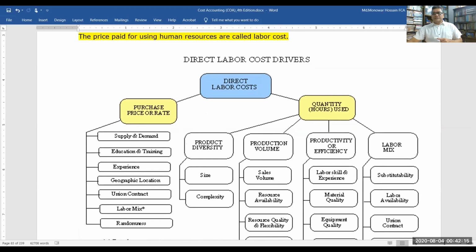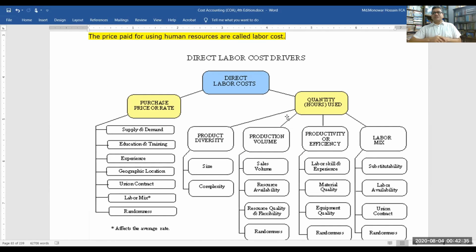If we see here, the direct labor cost is derived from entity, hours used, and product diversity. It can be size or complexity in different ways, and production volume, maybe depending on the sale volume, resource availability, resource quality and flexibility. Also production efficiency depends on labor skill or their experience, material quality, equipment quality, etc. And the labor mix, suitability, labor availability, etc.